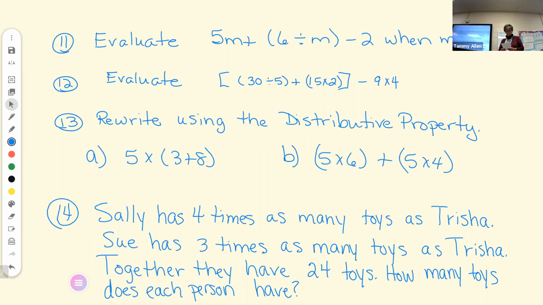Wait, are we number 5? Yep. 192. So it'd be 48 times 4. And number 6, it's already lined up for you, 35 and 26 hundredths.